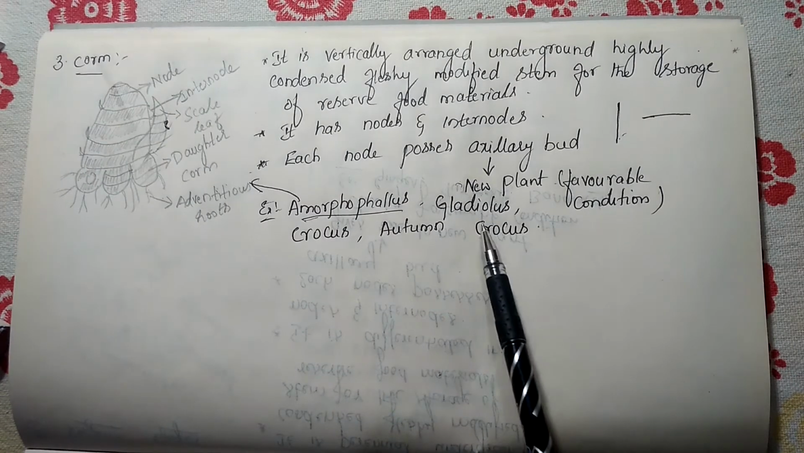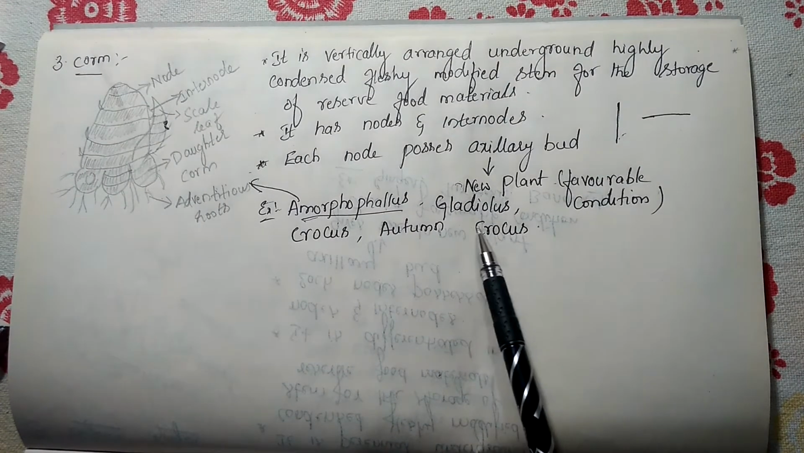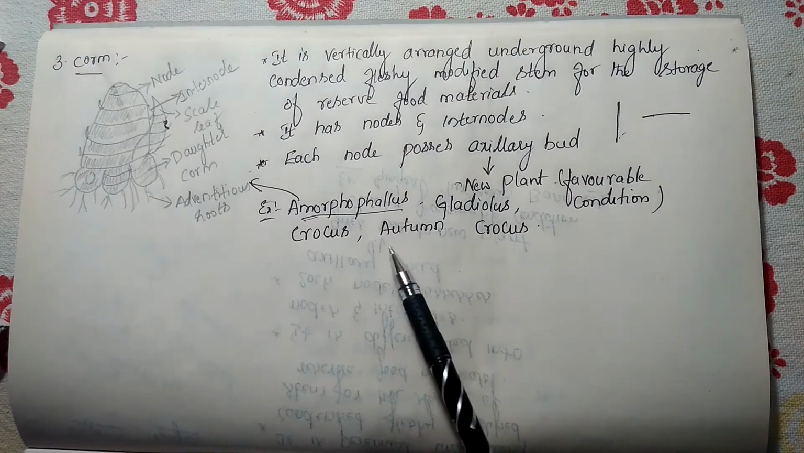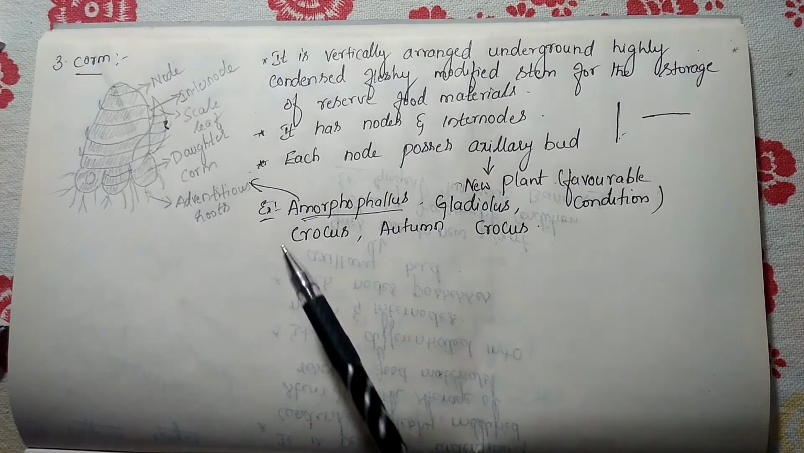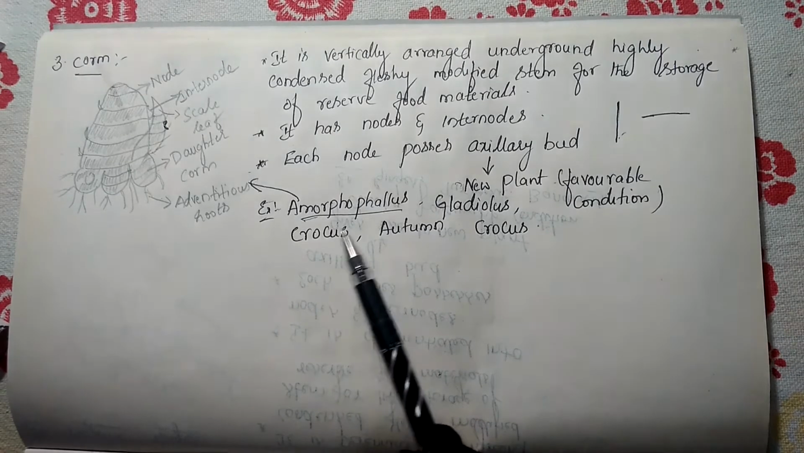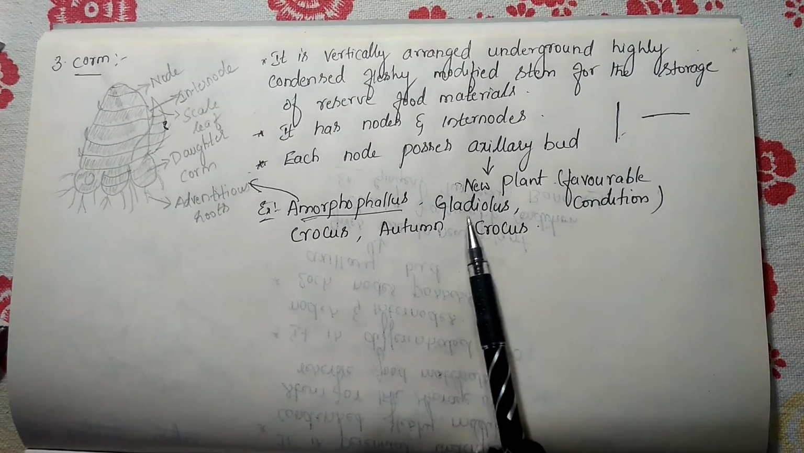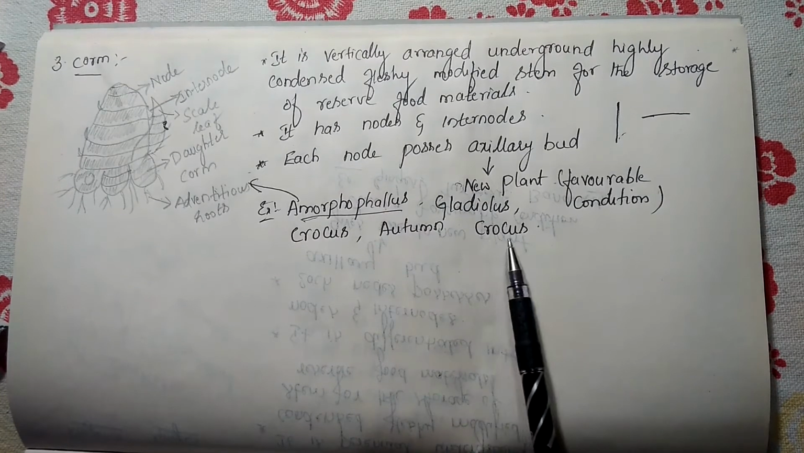In the same manner, some other examples are Gladiolus, Colocasia, Crocus. These are all examples: Amorphophallus, Gladiolus, Colocasia, Crocus.